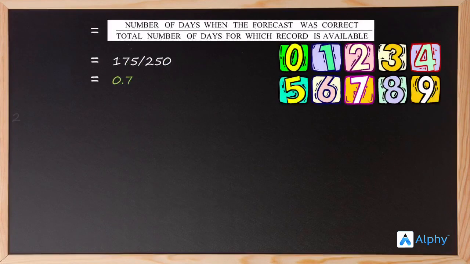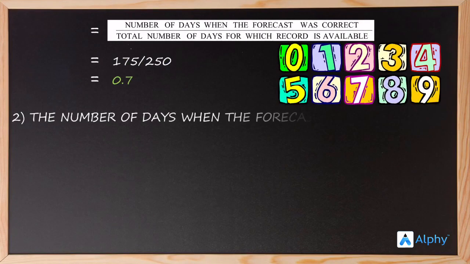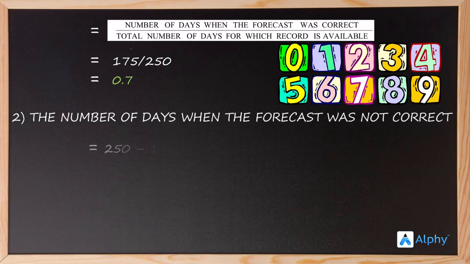0.7. Again, we can see the number of days when the forecast was not correct is equal to 250 minus 175, which is equal to 75. This is because the number of days in which the weather forecasting was incorrect is not directly given in the question. But we have the total number of days and the number of days in which weather forecasting was correct. So subtracting 175, that is the number of days in which the weather forecasting was correct, from the total number of days, we can obtain the number of days in which the weather forecasting was incorrect. So this is obtained as 75.